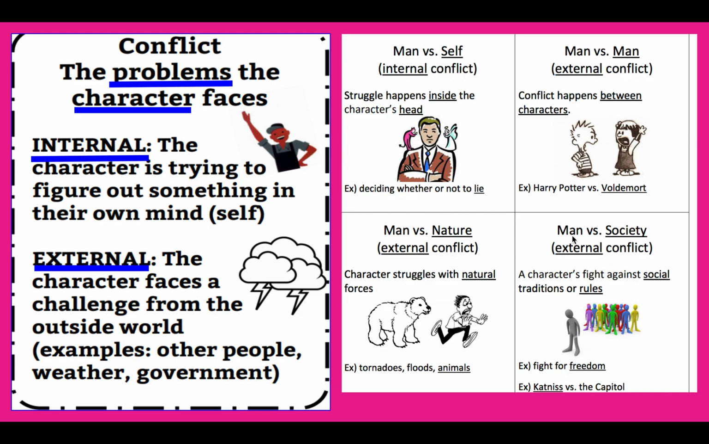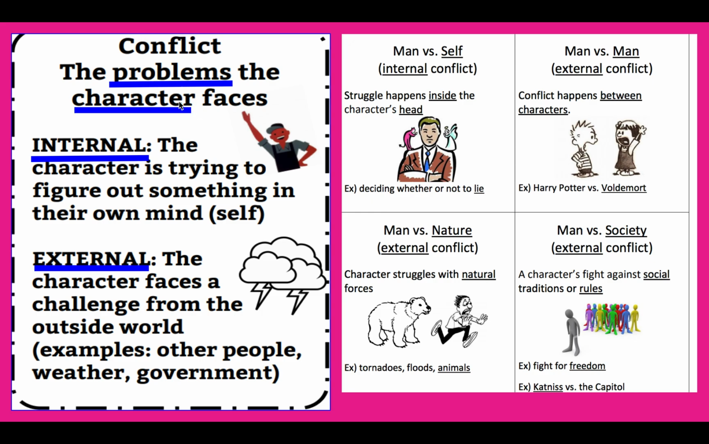Then our last external conflict, meaning it's happening on the outside of the character, is man versus society or woman versus society. A character's fight against social traditions or rules. For example, fighting for freedom. If you've read The Hunger Games, Katniss versus the Capitol.